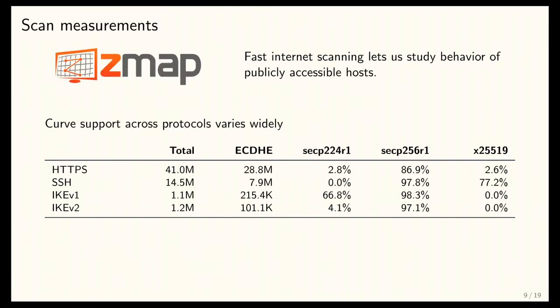To measure the support for individual curves here, as a client, we sent a client hello offering only a single curve at a time and saw which servers would talk to us with this curve. You can see that secp256r1 is the most popular curve across all of these protocols. This is one of the NIST standardized curves. secp224r1 also has some pretty widespread support in IPv4, but not so much in the other protocols. And at the time of our measurements, curve 25519 has a lot of support in SSH and increasing support in HTTPS.